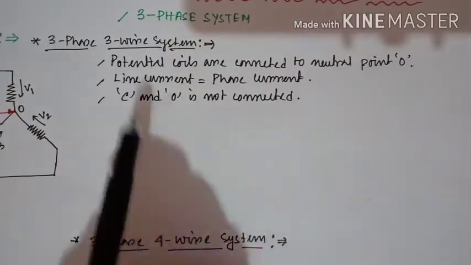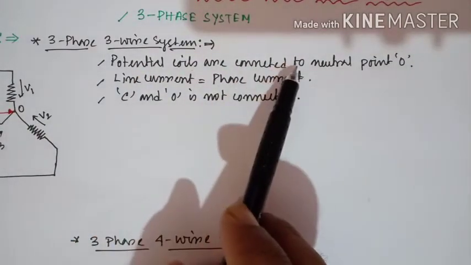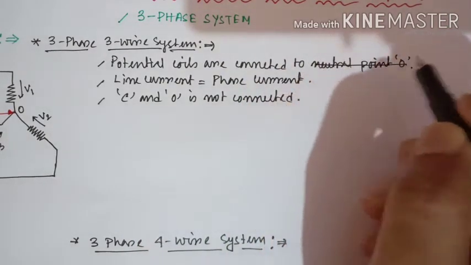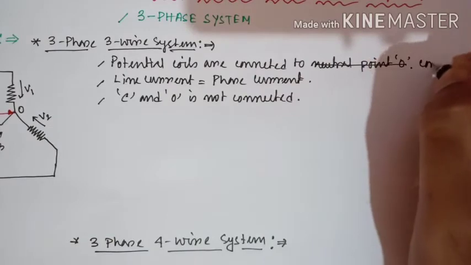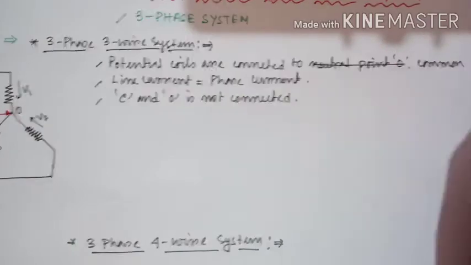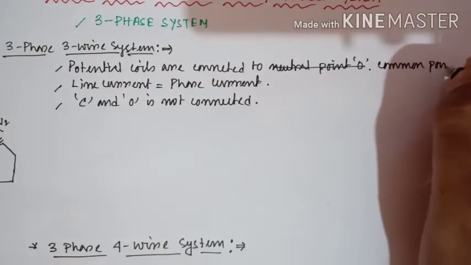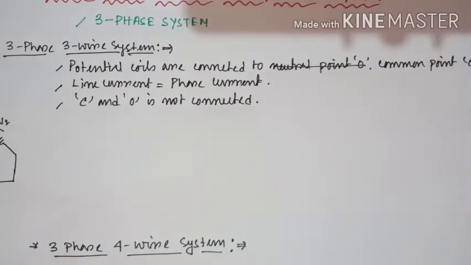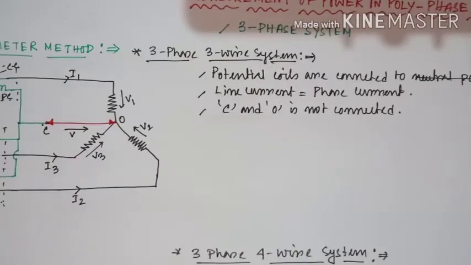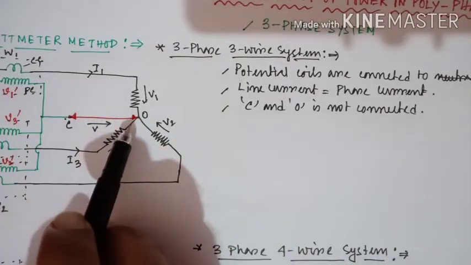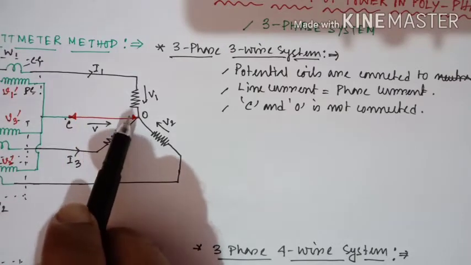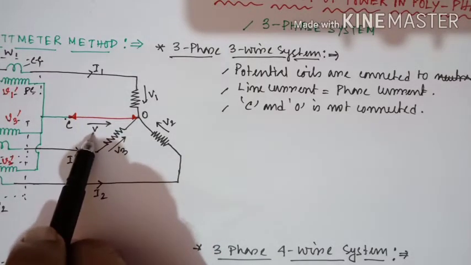So here I have written that the potential coils are connected to a common point, not the neutral point, that is C. From the diagram we can understand that C and O are two different points, and there might be a certain amount of voltage difference. That voltage difference is given by capital V.